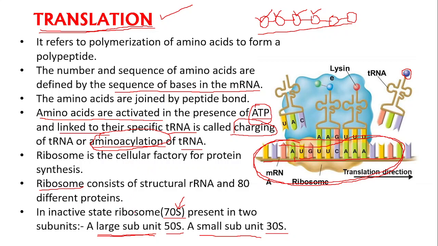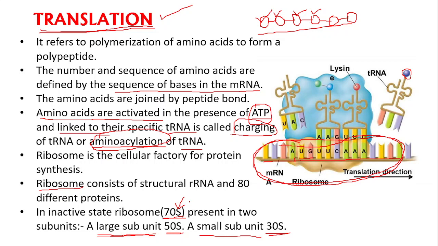Ribosomes are of 70S and 80S types. The 70S ribosome has two parts, a larger subunit and a smaller subunit. The larger subunit is 50S and the smaller subunit is 30S. Both together form the 70S ribosome. The letter S indicates Svedberg's unit.